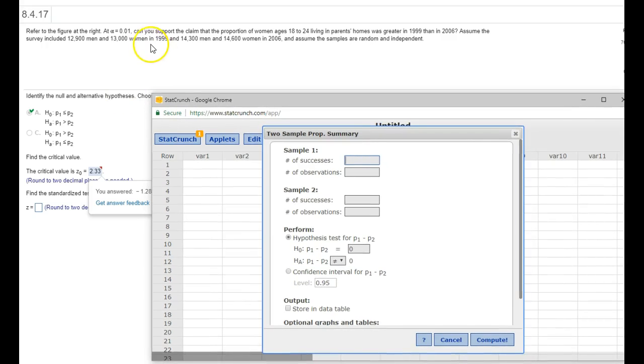I'm going to have to add this up, but the total number of successes. We're talking about the percentage of women. Successes represents women because that's what we're interested in. It's the claim, the proportion of women aged 18 to 24 living with their parents. So we want the successes to be women. So notice that there's 13,000.